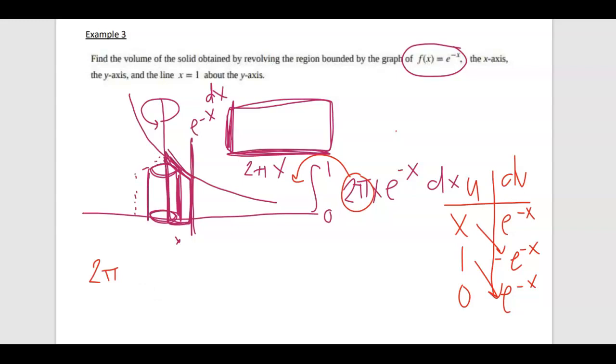Okay, 2 pi big parentheses. Okay, first uv. Now remember, I have to alternate signs because this is minus the integral of v du. Now if I were to do that, that's great, but I have my integral of v du. It's e to the negative x here. And I'm going from 0 to 1. And then multiplying that by 2 pi.